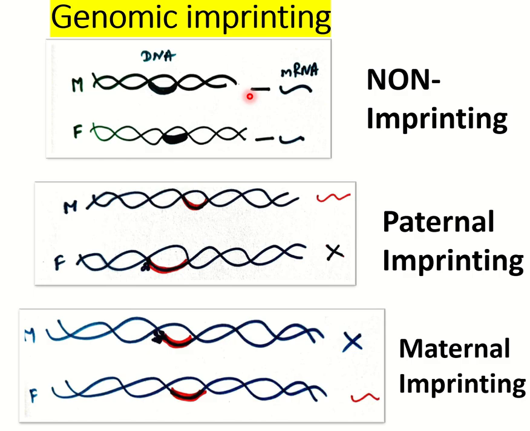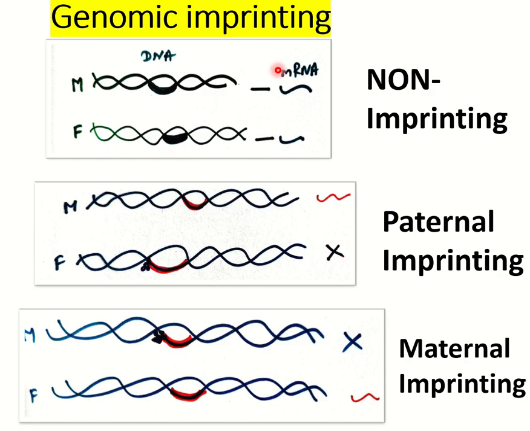Now let us apply this to the concept in genetics. It means there is an epigenetic phenomenon where the expression of a gene depends on which parent it is inherited from. For example, you all know we inherit genes from both mother and father. Now just observe this diagram here. On the top it is the DNA from the mother, and lower down we have drawn a gene which has come from the father.